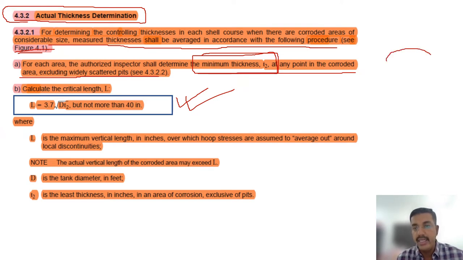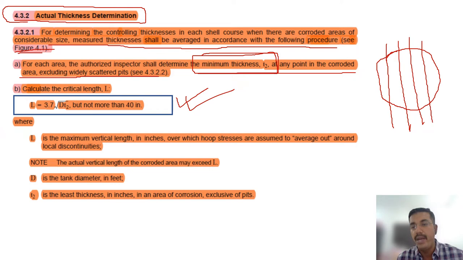Let's say in this area they have evaluated that there is some thinning of material, there are pitting marks. So what they have to do is mark at least a minimum of 5 lines. You can make more than 5, but the minimum is 5. After marking them, you have to take readings on each line. There is no restriction on the number of readings. You have to take readings on all 5 lines.